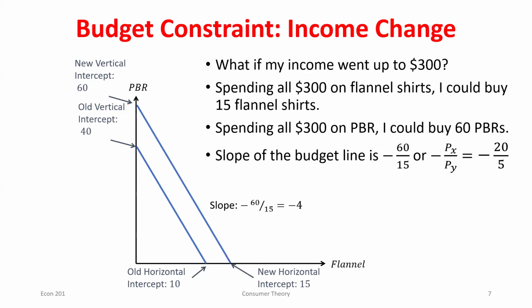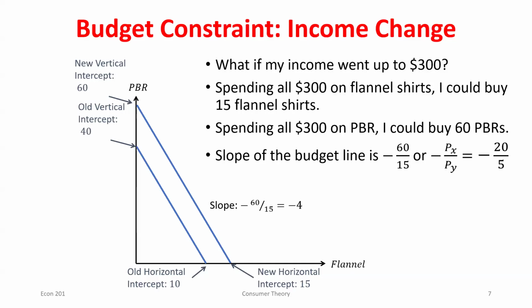It's because the prices haven't changed. But even if we want to convince ourselves that it's not just the prices, we can also use quantities. From my new intercept values of 60 and 15, what's the change in the quantity of Y? It's going from 60 to 0. What's the change in the quantity of X? It's going from 0 to 15.